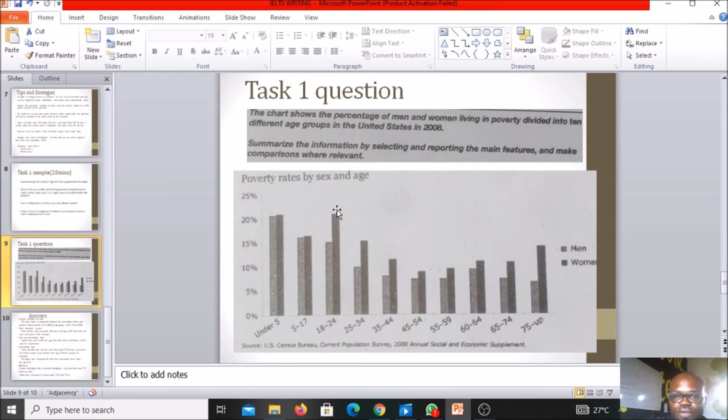It's so high above the men. These ones are close by. Men and female very close. But this one you can see that the difference is so clear between the men and the female. The same thing. So that is how you come about these answers.